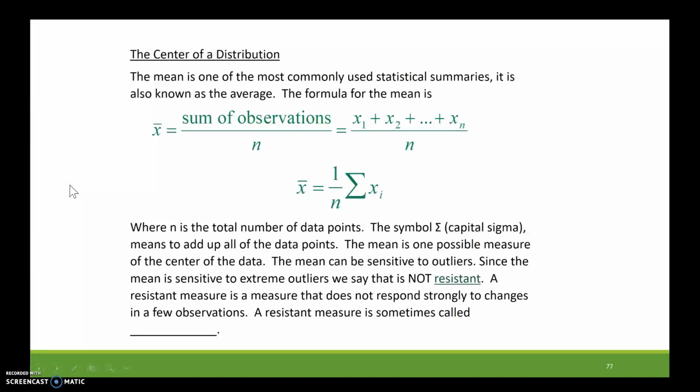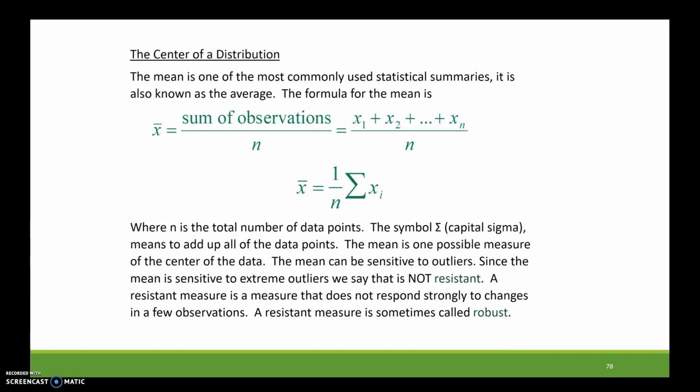Now, remember that before we talked about outliers, where outliers are data points that are set farther away from the other data points, and we saw that in those Hollywood movies. Well, it turns out that the mean can be heavily influenced by those outliers. And so we say that it is not resistant. A resistant measure is one that does not respond strongly to changes in a few observations, and we call them robust when they are resistant.